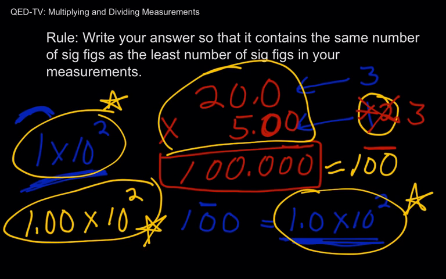So it's kind of tricky, but your rule for multiplying and dividing: I did all these multiplying, but if I did them all dividing, it'd be the exact same rule. I need to figure out how many sig figs there are on each measurement, and whatever the smallest number is, that's how many sig figs I need to use in my final answer. Hope that makes sense for you.